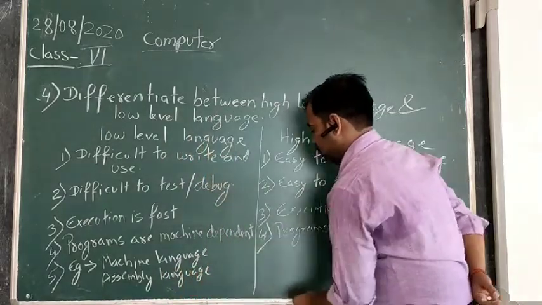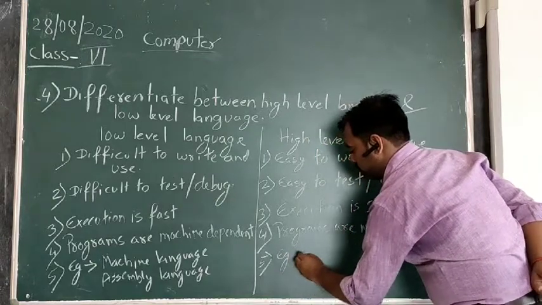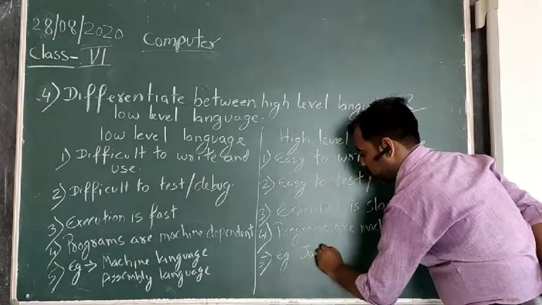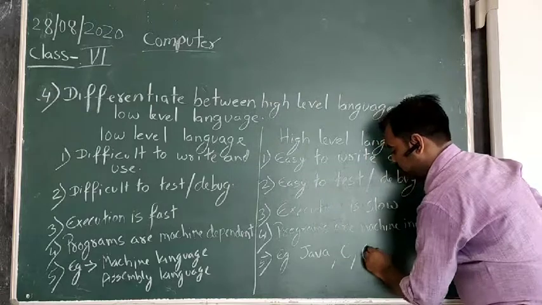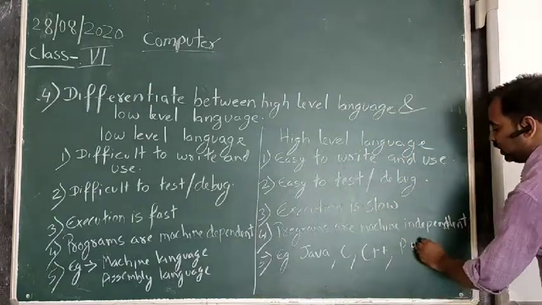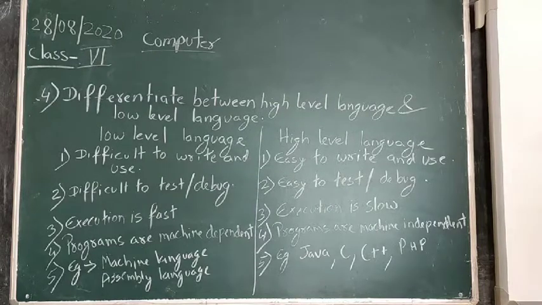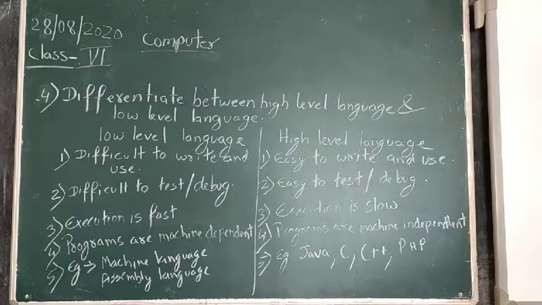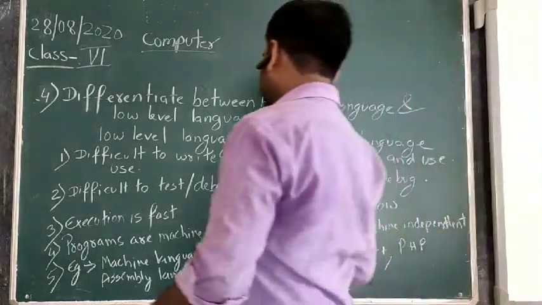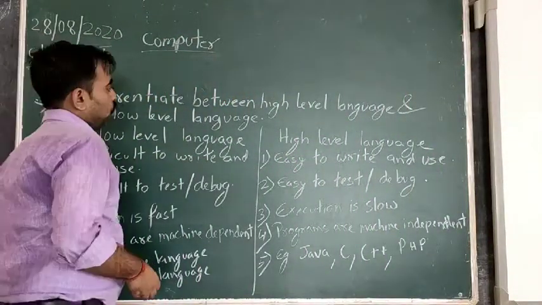Whereas for high level language, you can write Java, C, C++, PHP, any number of examples you can give. So this is the difference between high level language program and the machine level language program. So you can easily differentiate between these two.